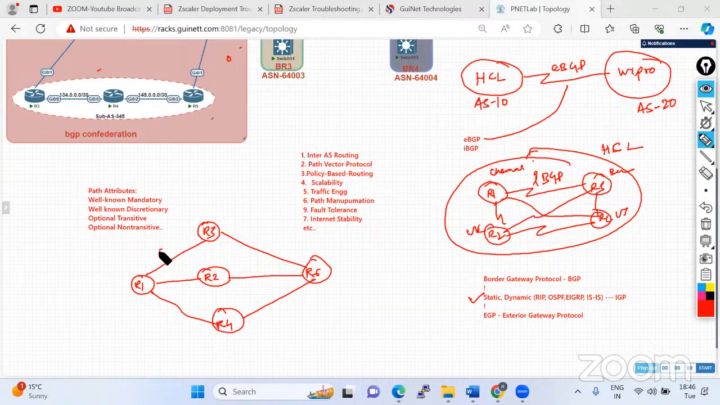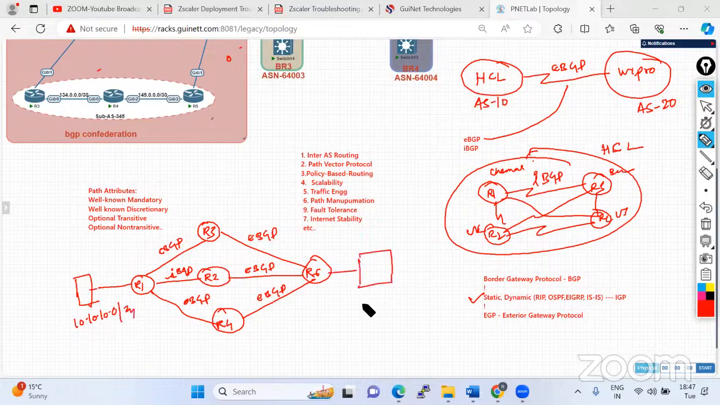Let's suppose we are running eBGP here because they all belong to different organizations. So this is again eBGP. Let's suppose this is one of the networks, 10.10.10.0/24, and we want to connect to this network, 192.168.10.0/24. Then how is this communication going to happen, and how is the path attribute going to come into the picture?